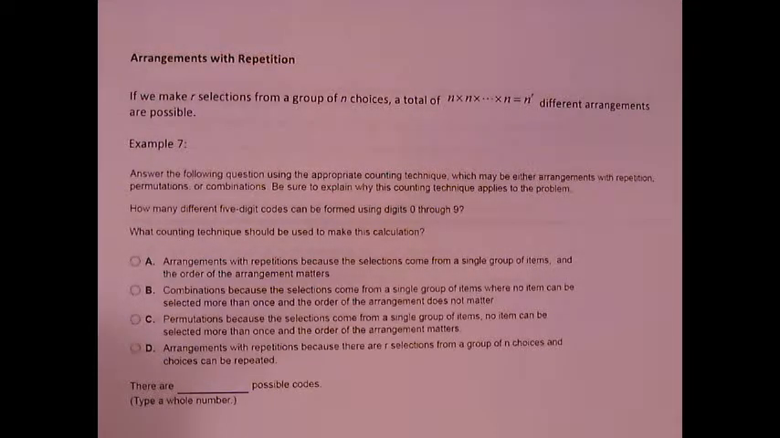Like in example 7. Here we're going to answer the following question using the appropriate counting technique, which may be either arrangement with repetition, permutations, or combinations. Be sure to explain why this counting technique applies to the problem. How many different 5-digit codes can be formed using digits 0 through 9? Now, here we have 10 digits, 0 all the way up to 9. And we want 5-digit codes.